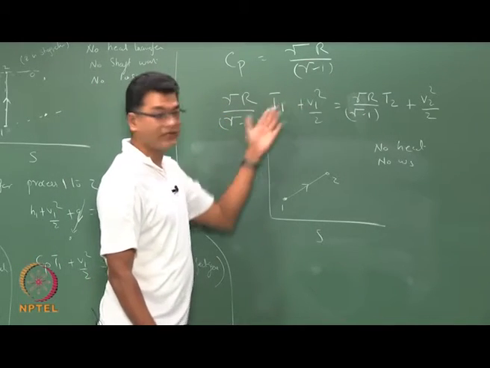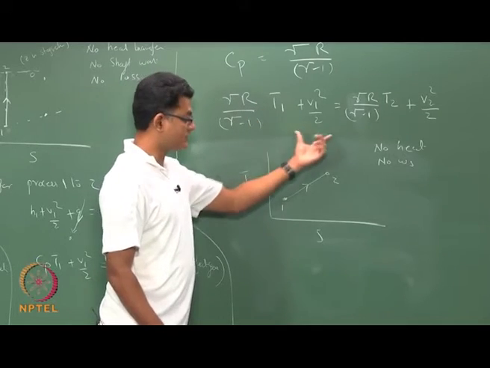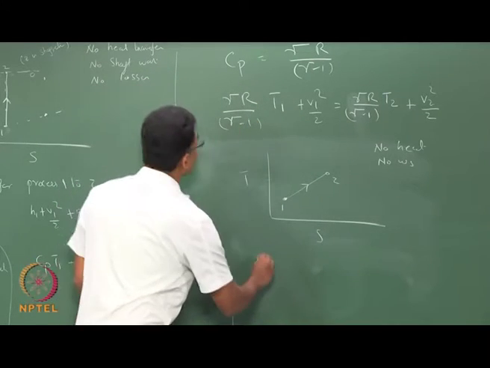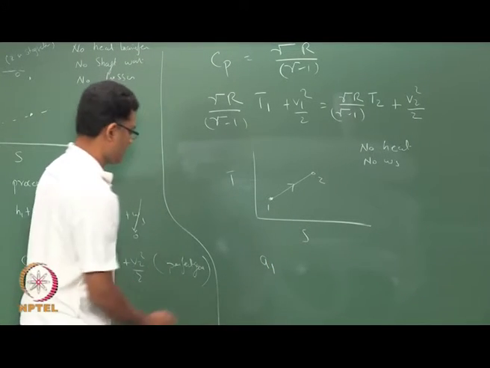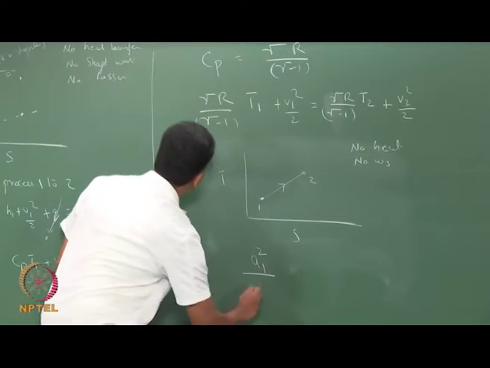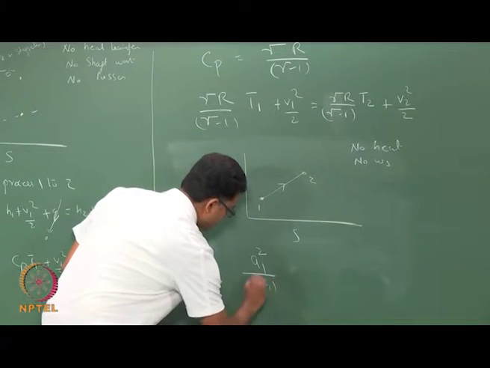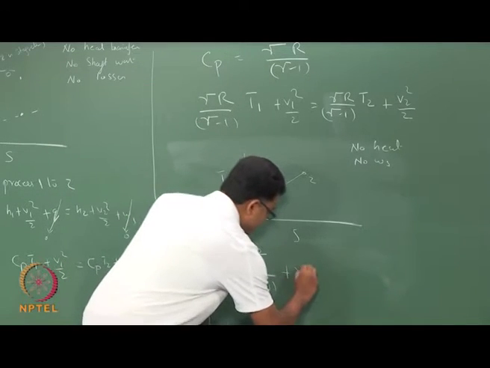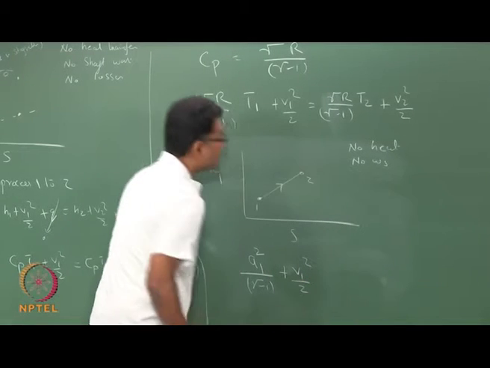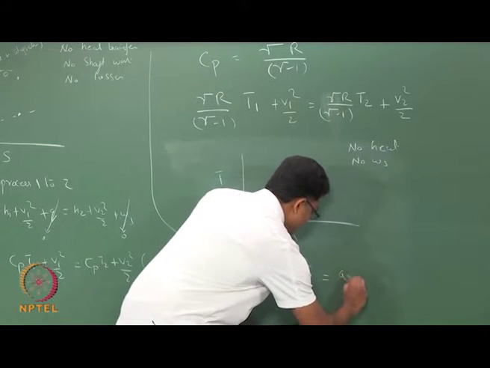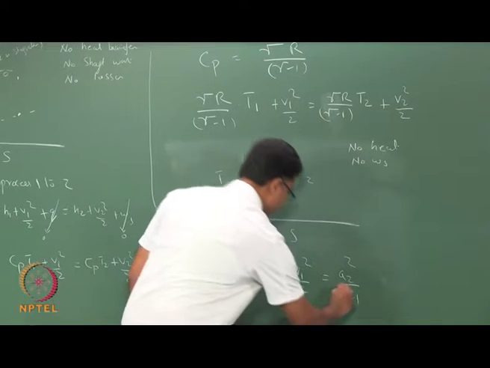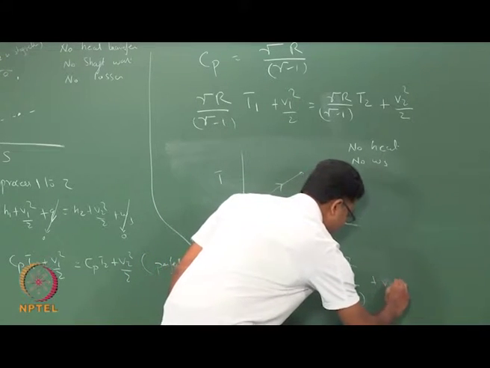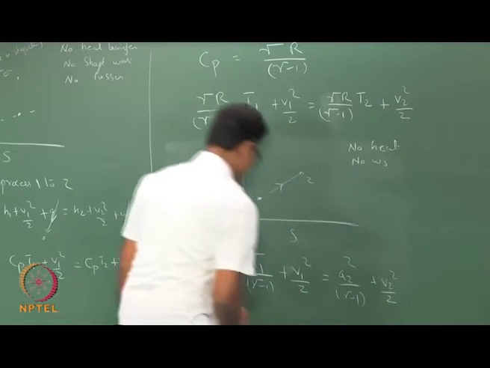same, which is what we have written here, and I can reduce it to this form, where now T1 is my A1 square by gamma minus 1 plus V1 square by 2 equals A2 square by gamma minus 1 plus V2 square by 2.